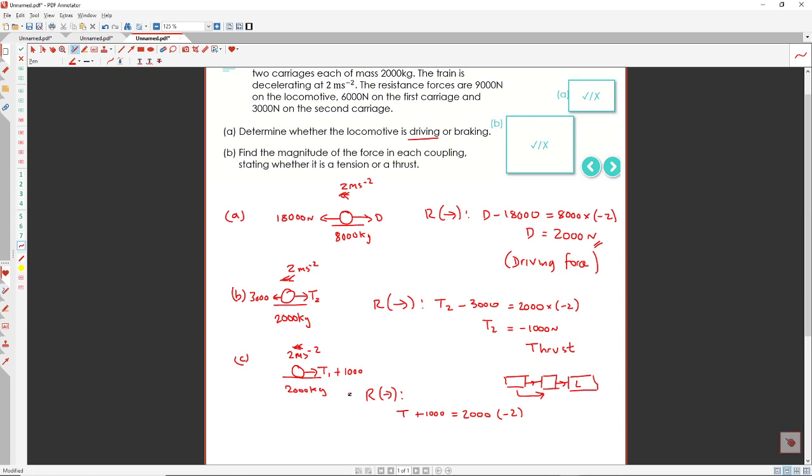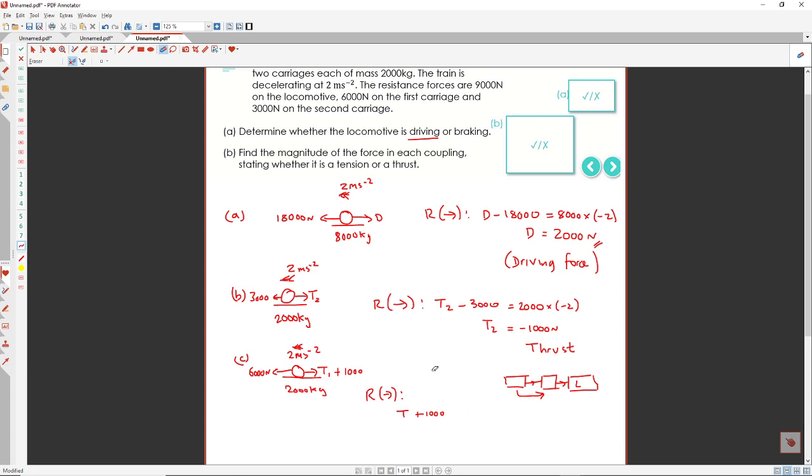Okay, back to this question then. Oh, hang on a minute. I think I've missed something off on this diagram. I've forgotten the 6,000 Newton resistance force, so let me just pop that on there. Okay, so I'm going to have to do a bit of a correction on this. Sorry if you wrote it down while I was writing it down.